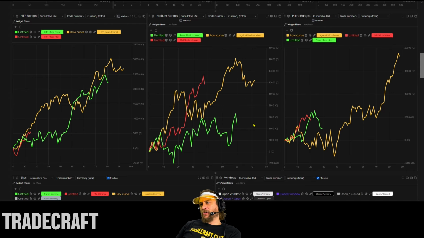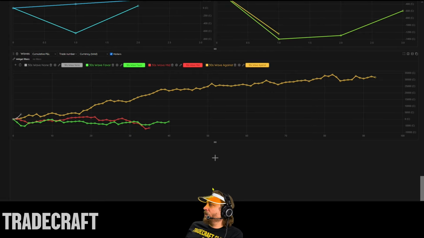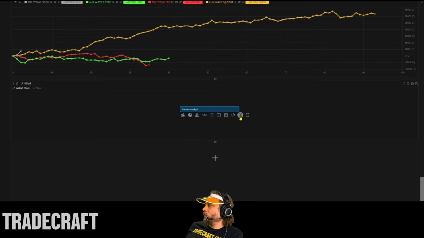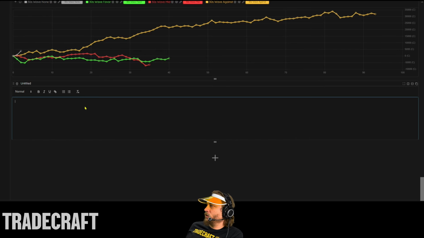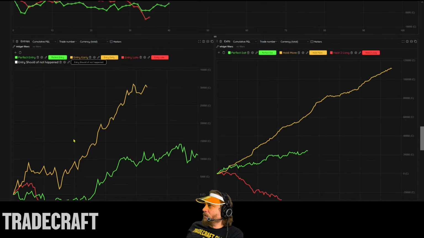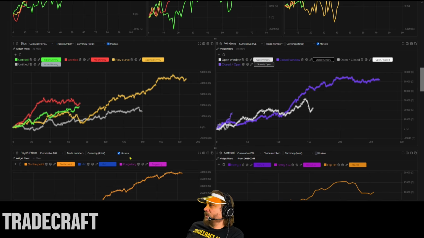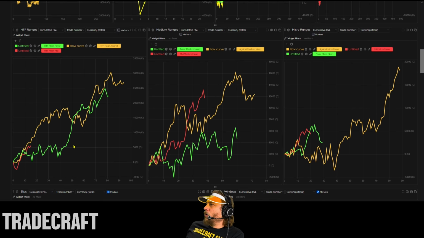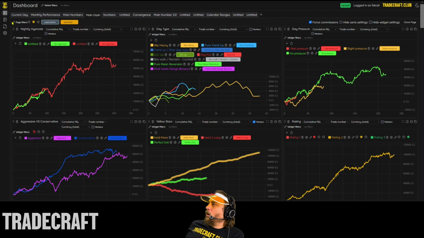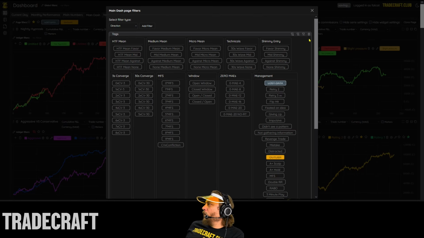So this is ultimately how you're going to find edge, by doing these little comparisons and filters and then taking notes. There is a widget where you can actually take notes on the journal itself, which is the text widget, and you can just write whatever you want about these things. But I recommend putting every group together so you can just see the overall performance. Now, one thing I want to do is remove all of the filters.